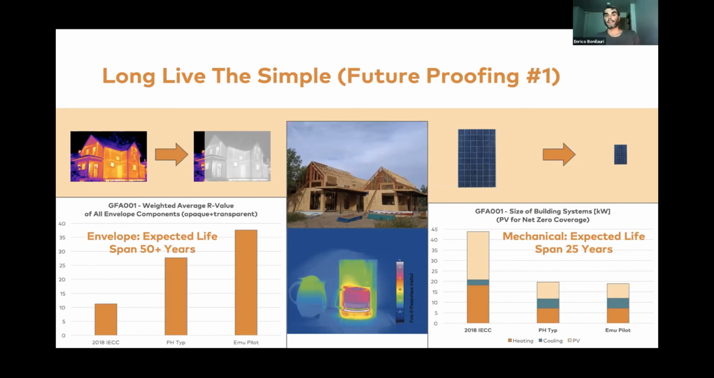On the right-hand side, you see the corresponding size of the mechanicals for code built and passive house. And you can see that if you are not putting your effort in the R values, then you do have to put your effort towards the mechanicals, with the downside being that the expected lifespan of mechanical systems, including PV panels, heat pumps, and furnaces and things like that, is considerably shorter. So your money lasts a lot less, and the expected lifespan is around 25 years.